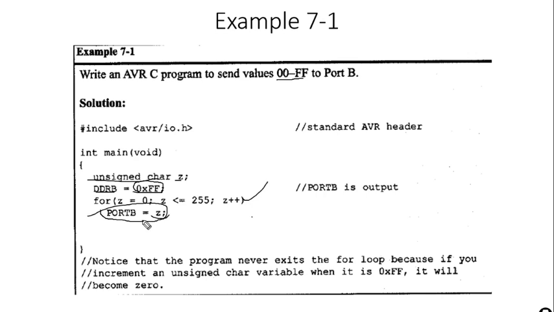If we were to write this same statement using assembly, first we need to load some register with this value, and afterwards, the value loaded into the register could be output to port B.